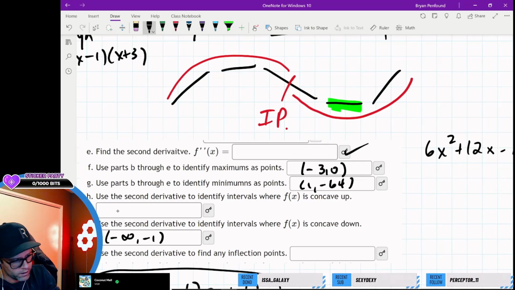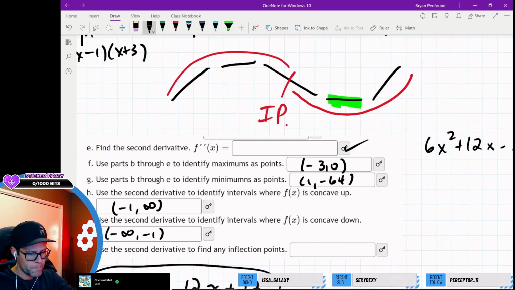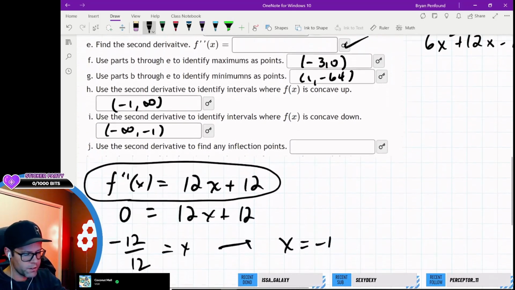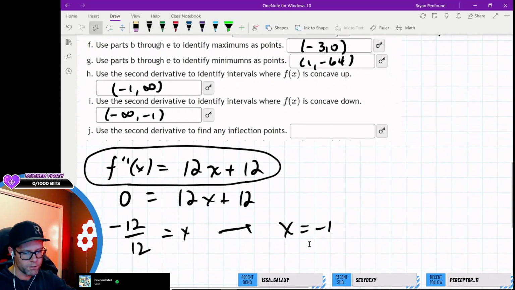And then we should be concave up from -1 to +infinity. And then use the second derivative to find any inflection points. Our inflection point happens at -1.